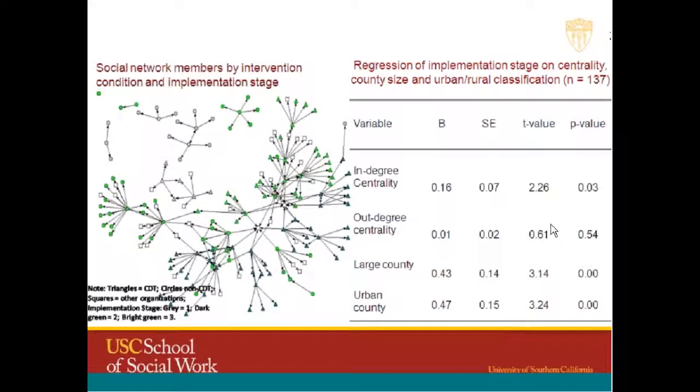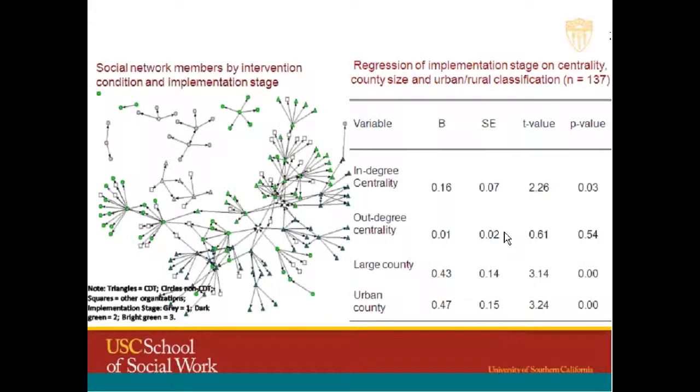So that, for example, the degree of in-degree centrality was a significant independent predictor of stage of implementation. And by this I mean that the more one was in a county where others came to you for information and advice, the more likely you were to have progressed further along in implementing MTFC. And that makes sense, because people typically want to go to somebody who has been successful at implementation in order to learn more about what to do and what not to do.